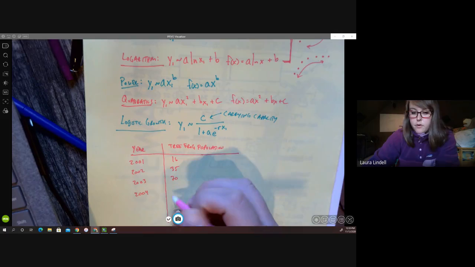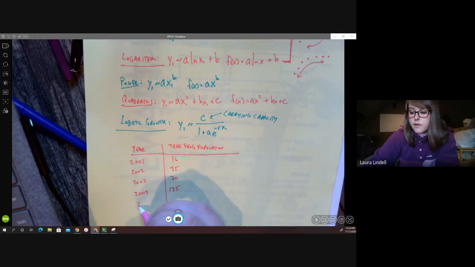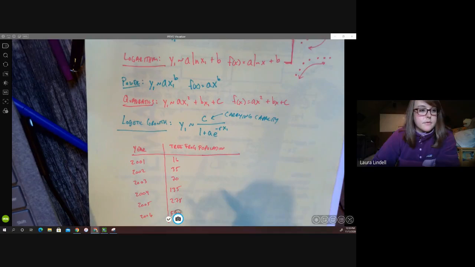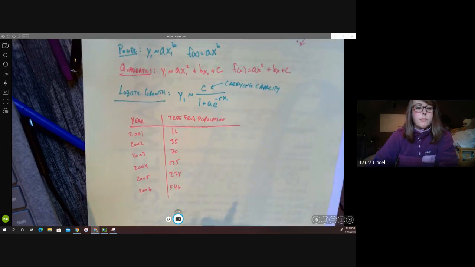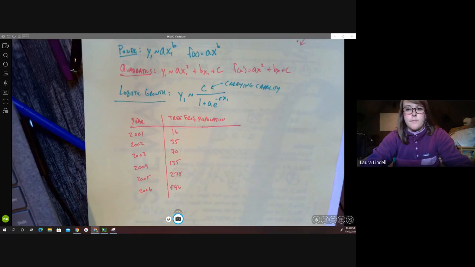In 2004, there were 135. And then there were 278. And then there were 546. Okay. So we're going to plug this data in and see what we get. So there's our data set. And let me see if I can actually split this screen.